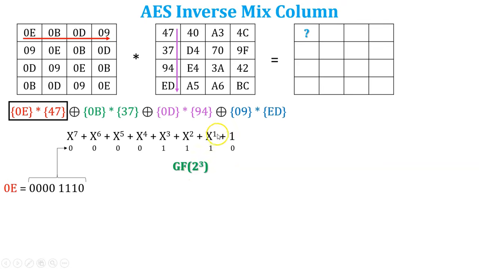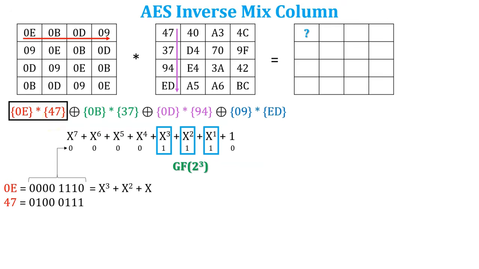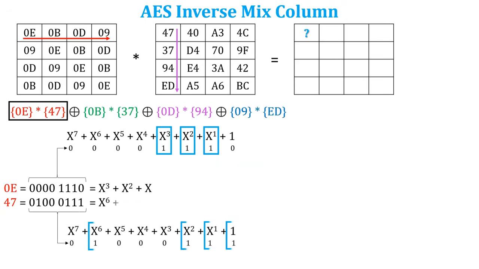So in this polynomial, the powers are from 0 to 7. This polynomial is called the Galois field 2 raised to 3 polynomial. Here, these 3 terms are indicated as 1 and the remaining terms are indicated as 0. It means terms indicated by 0 are ignored. So our polynomial for this binary value is x raised to 3 plus x square plus x. Now the other value is 47. 47 is converted into binary. It is 0100 0111. These binary values are mapped to the polynomial form. So our polynomial is x raised to 6 plus x square plus x plus 1.